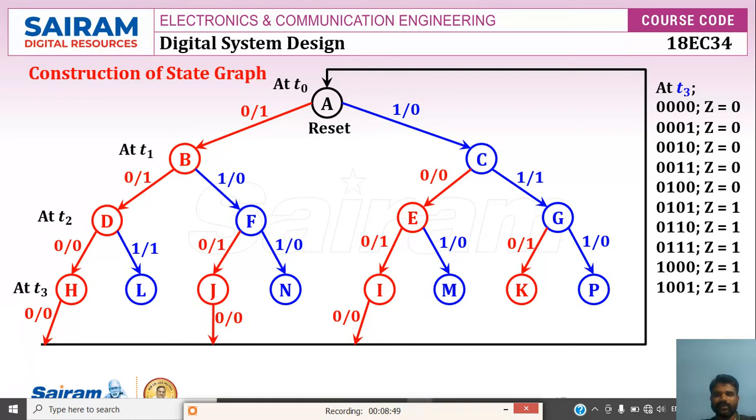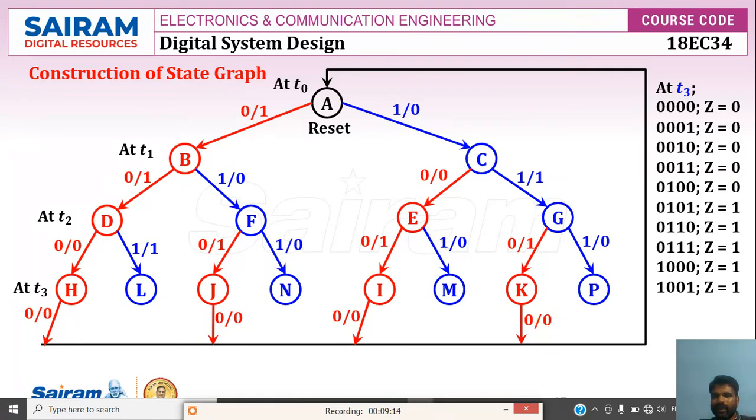Clear now? And at K, if 0 is received, it will go to reset state. The total received sequence is 0, 0, 1, 1. So for 0, 0, 1, 1, Z is 0. So here we made Z output a 0.